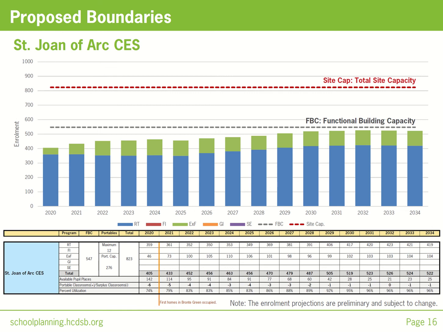Also, as part of the proposed boundaries, what it would mean for St. Joan of Arc Catholic Elementary School is that it would increase in enrollment. However, it would still be within the functional building capacity of the school, meaning all the students could be accommodated within the school without having to put any additional kids in portables. So what this would do is essentially utilize the building capacities of both schools to better balance enrollments between the two schools.